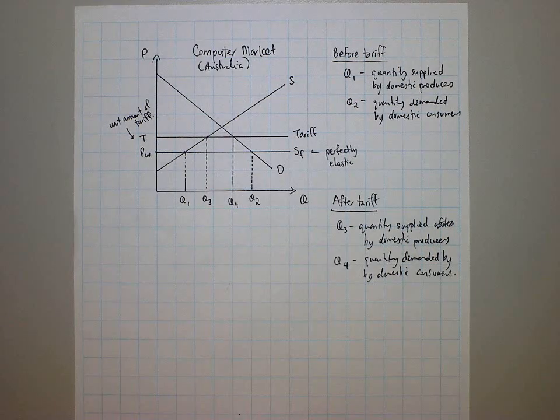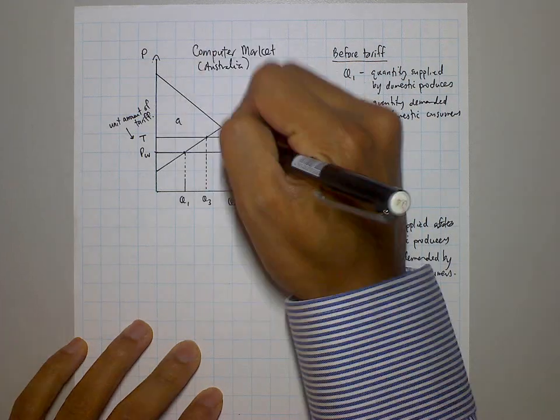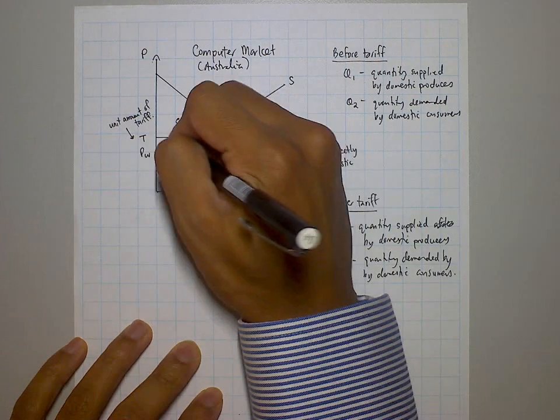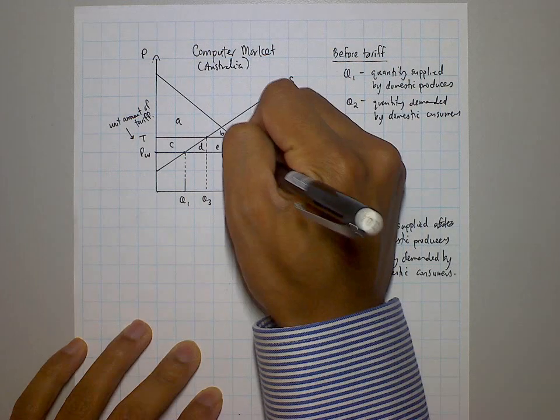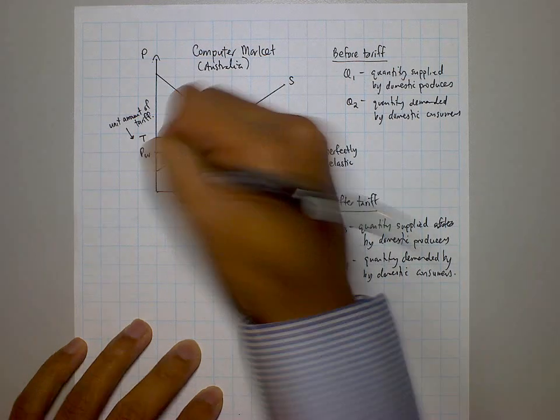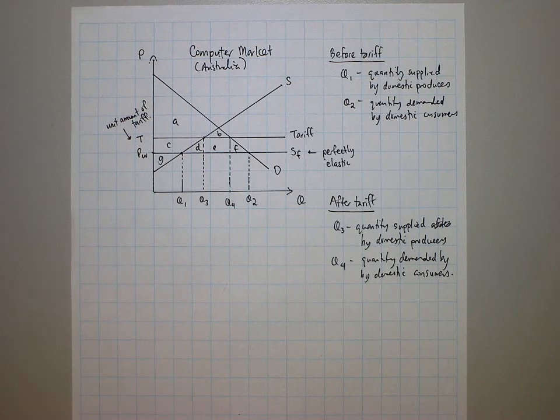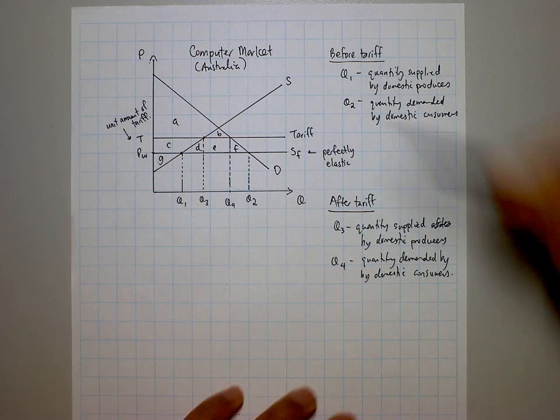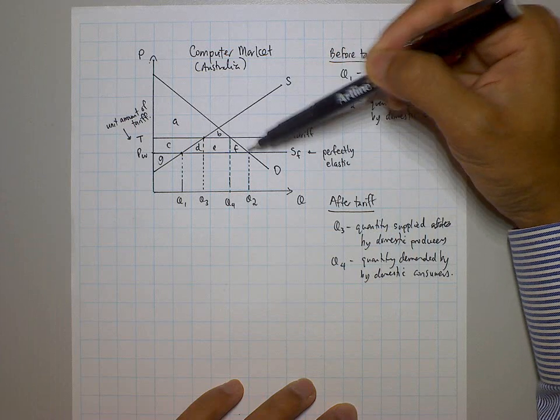Alright, now we want to calculate changes in surplus. So first off, we're going to label each section of the graph with letters to make it easier for us to indicate what the changes are. So I'm going to do that now. As always, it doesn't really matter which letters you use, as long as you use the correct lettering in your answers. So A, B, C, D, E, F, and G.